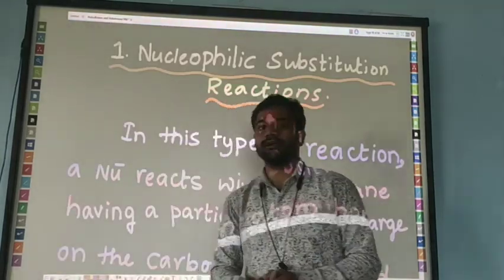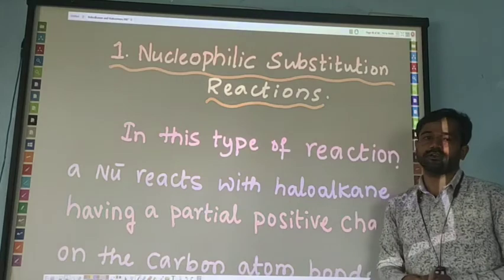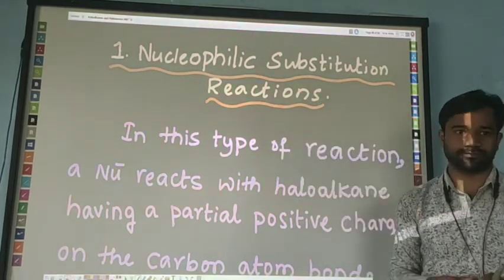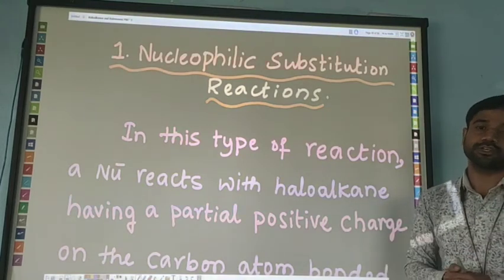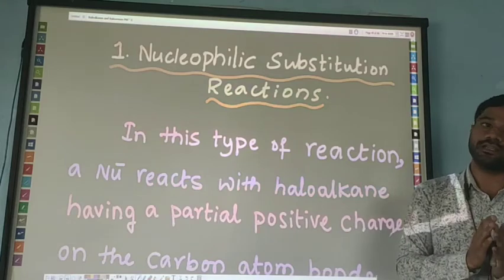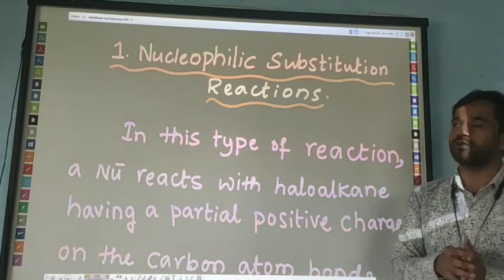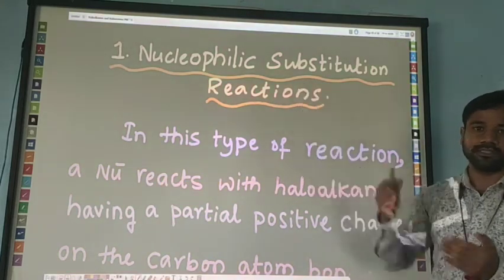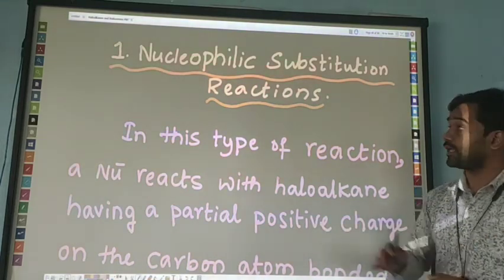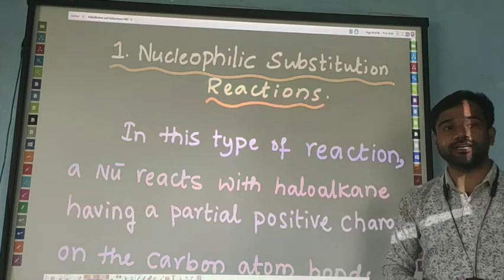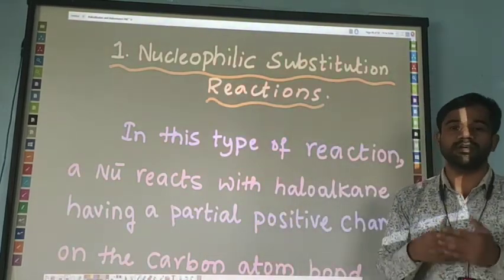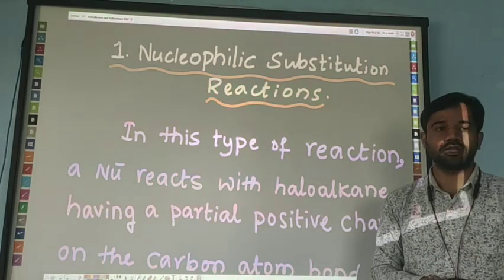First, let us understand what we mean by substitution reaction and what we mean by nucleophilic substitution reaction. In a substitution reaction, a reactant attacks another reactant, and one substance is replaced by another. That is known as substitution. In this, the substitution is carried out by the nucleophile. That's why this type of reaction is known as nucleophilic substitution reaction.